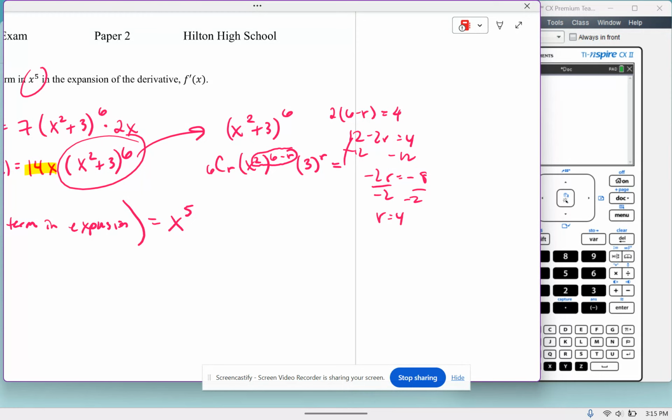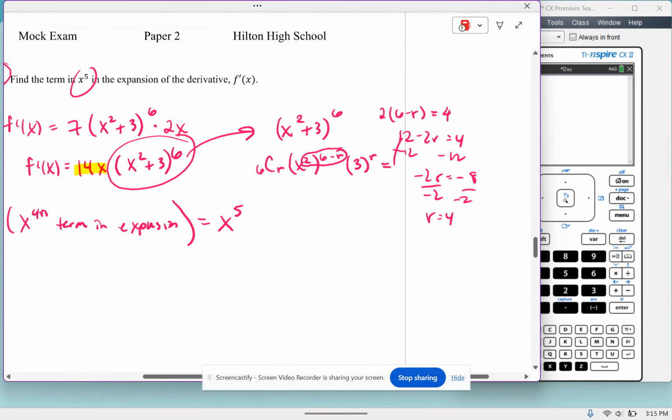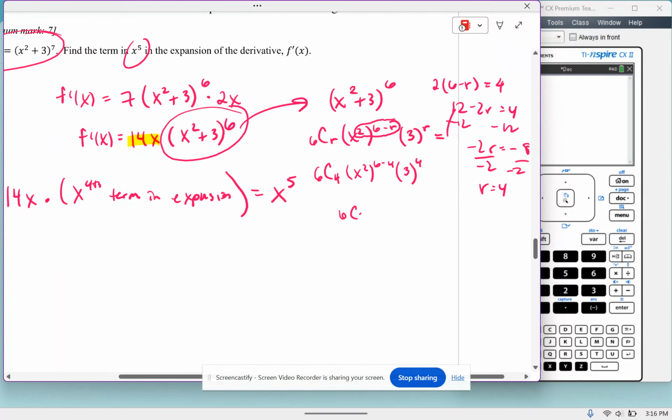Oh. What do you want for r? R is 4, right? Yes. Okay. So then now 6 choose 4. This is a calculator question. Quick, somebody find it on your calculator. What's 6 choose 4? 15. Okay, this is 2 times 2 gives me the fourth, and then 3 to the fourth. Okay, so this was 15, you said?